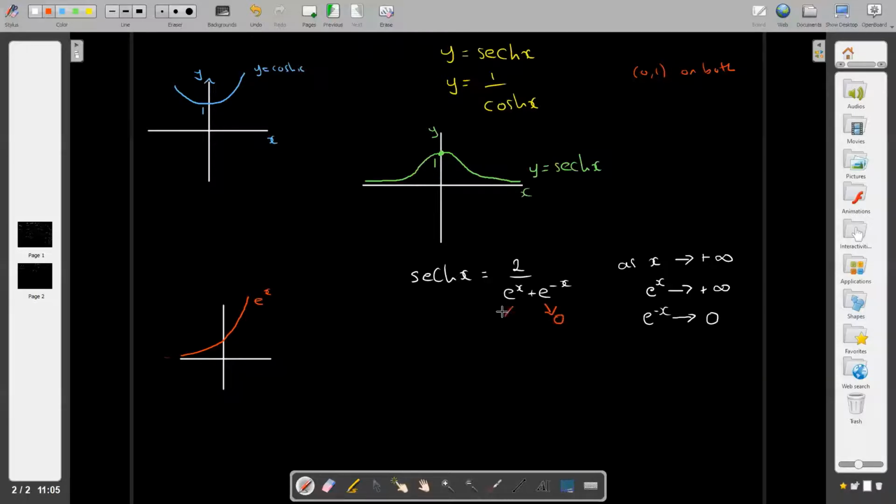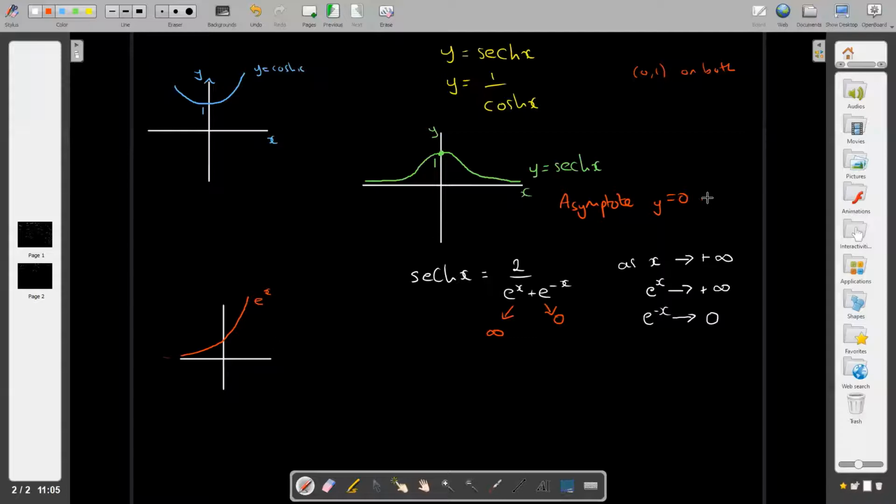This term here will get very large. Doesn't ever equal infinity because infinity is not a number, but it's going to get large. So when I divide 2 by a larger number, it's going to go towards 0. So this has an asymptote, doesn't it? There's an asymptote, and that's going to be the line y equals 0. So that's a basic graph of sech, hyperbolic secant.